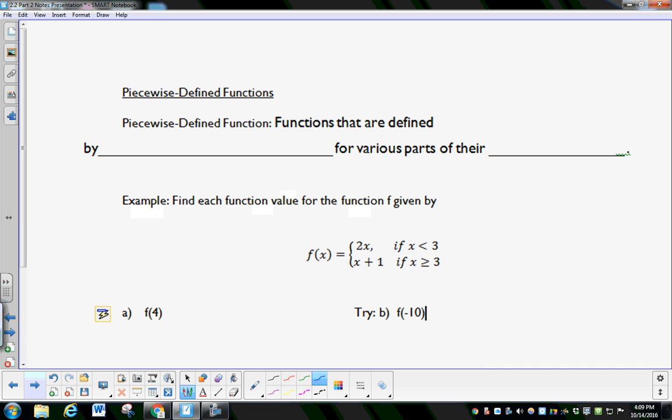Last, we're going to talk about piecewise functions. These are really easy, to be honest. A piecewise function is a function that is defined by different equations for various parts of their domain.